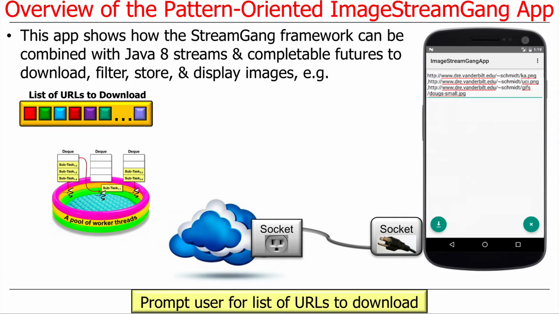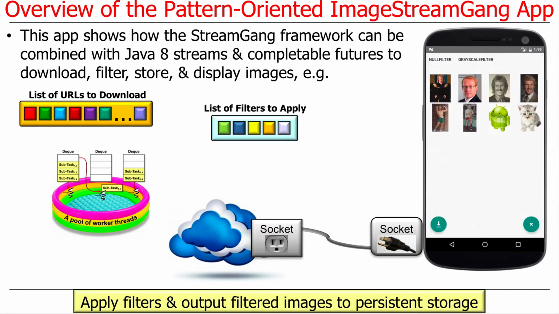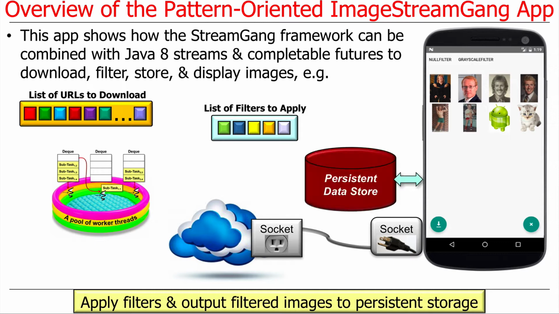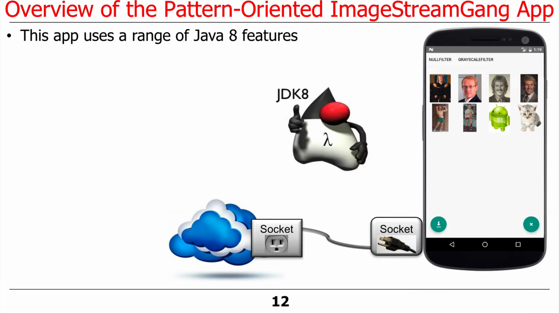The user is prompted for a list of URLs to download. You can provide that list through a menu that's interacted with through the user interface screen. The images are then downloaded using one or more threads out of a pool, which of course under the hood is using the Java fork join framework. There's a set of image filters or transforms to apply, and these downloaded images are then filtered and going to be displayed and stored in persistent storage on the device.